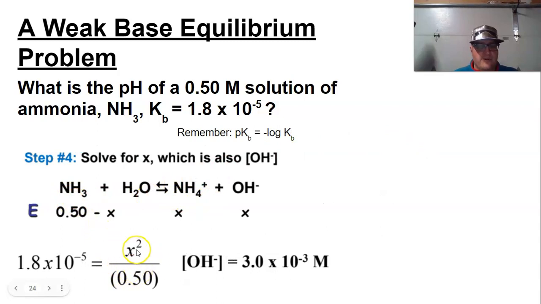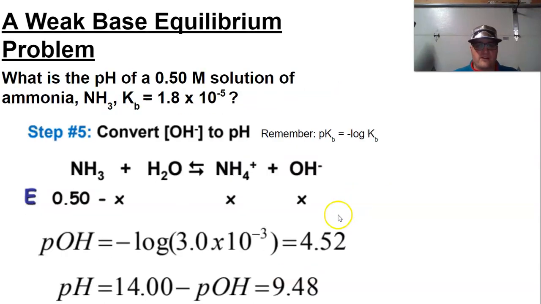Again, you've got your K squared, solve for that. Your hydroxide concentration is 3 times 10 to the negative third. We need to get pH. You can do this as the pOH, no problem. 14 minus that gets you 9.48.